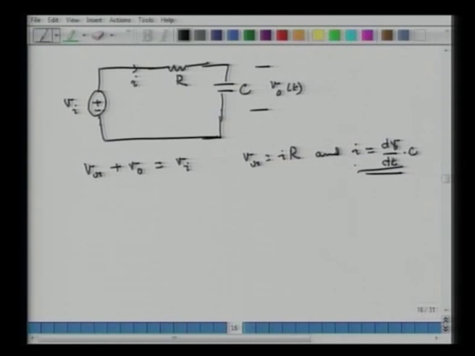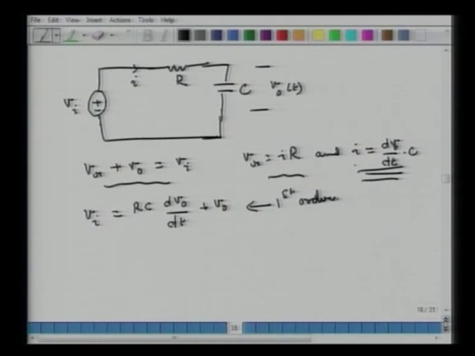So if I synthesize all these relationships, what essentially I get is VI equals RC dV0 over dt plus V0. And what you have here is a first order linear differential equation.